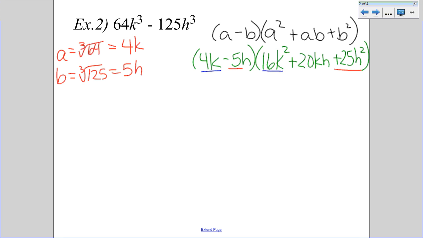4k times 5h. Wouldn't you write it out then? You mean write it as this, like 4h times 5k? You could. I just do the multiplying in my head over here. If you wanted to write them out like this and then write it as 20kh, that would be fine. Okay, this says a squared, correct? What's your a value? 4k. What's 4 squared? 16. What's k squared? k squared. This says to take b and square it. What's 5 squared?